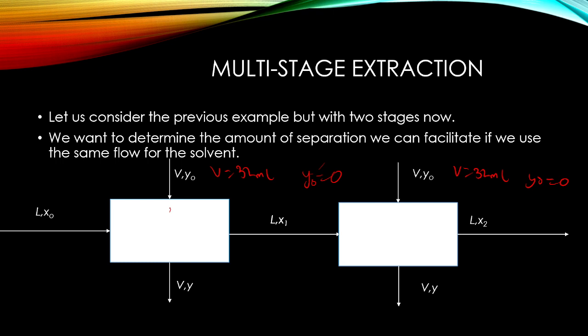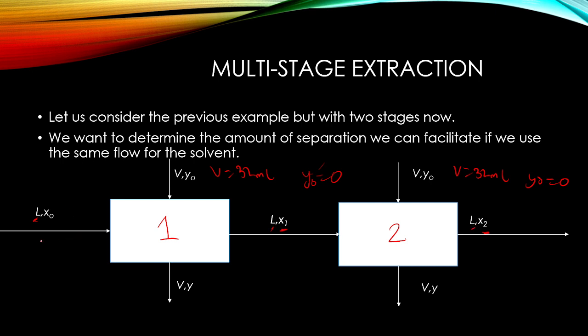Okay, so this is stage 1 and that's stage 2. Now we can look at the notations. What is leaving stage 1 now is x1, and what's leaving stage 2 is x2. We are assuming that there's still no miscibility and all the assumptions we made earlier. So the volume of the carrier here is going to be the same as the volume of the raffinate here, and the volume of the raffinate here as well.